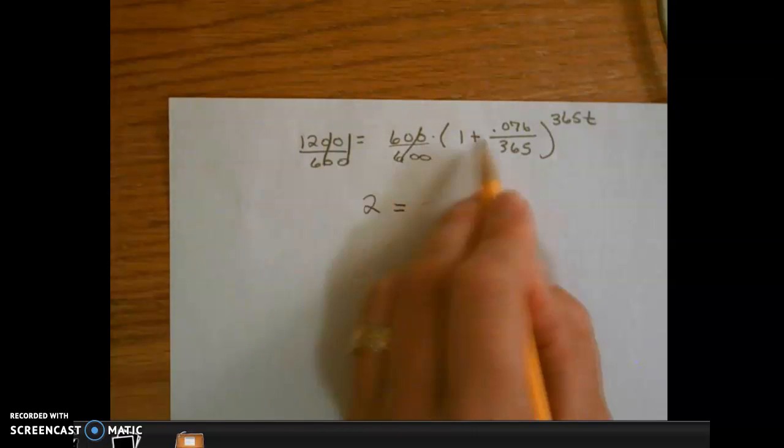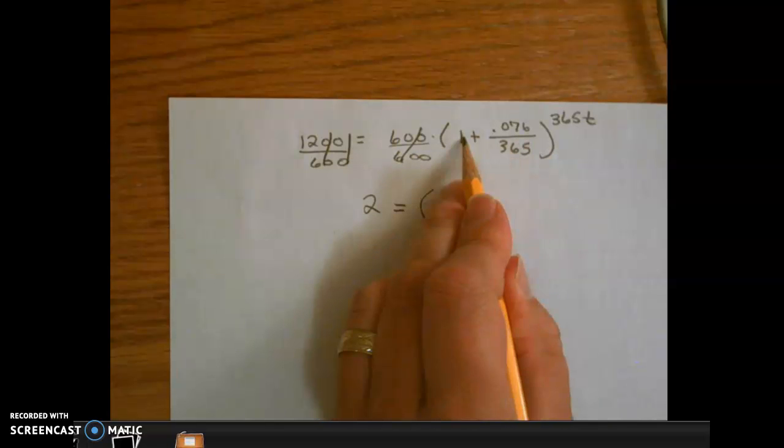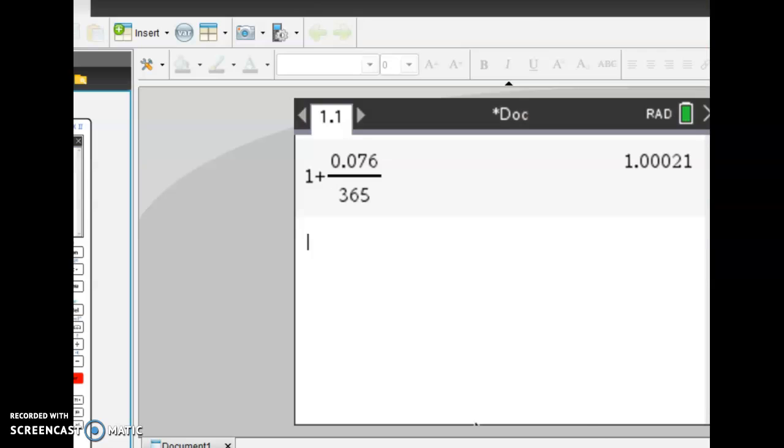And in your calculator, you're going to want to calculate what this comes out to be. So let's take a look really quick. Plugging this into our calculator, we get 1.00021.